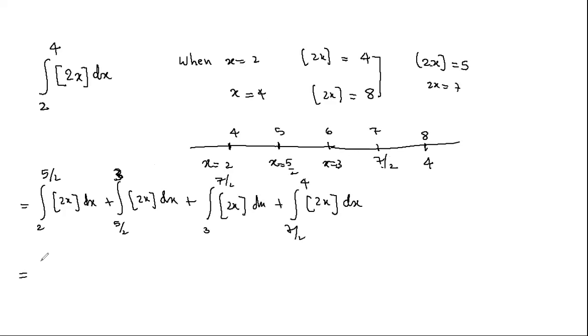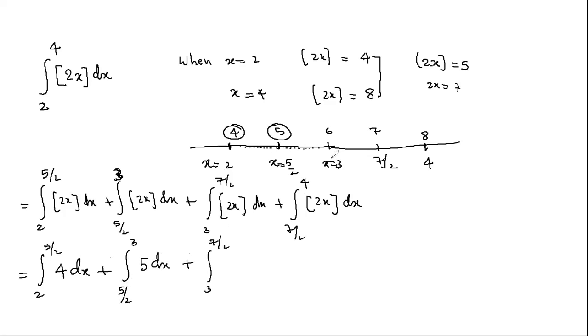So I can write now integral 2 to 5 by 2. You know that from 2 to 5 by 2, when x takes value 2 till x takes value 5 by 2, everywhere the integer of 2x is 4. Do you agree with this? Anybody having doubt? No, sir. If you have not understood, you must tell me. Don't take it the other way. From 5 by 2 to 3, the integer of 2x is 5. From 3 to 7 by 2, the integer of 2x is 6. From 7 by 2 to 4, the integer of 2x is 7.